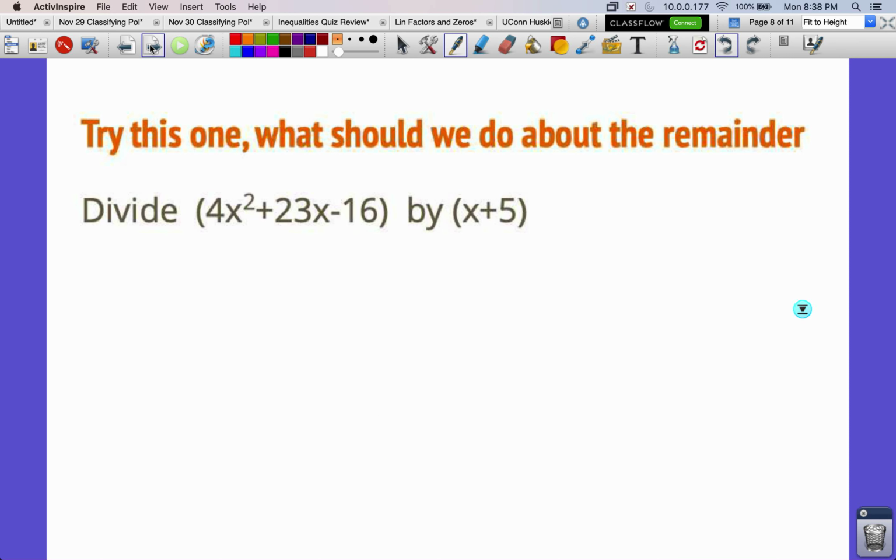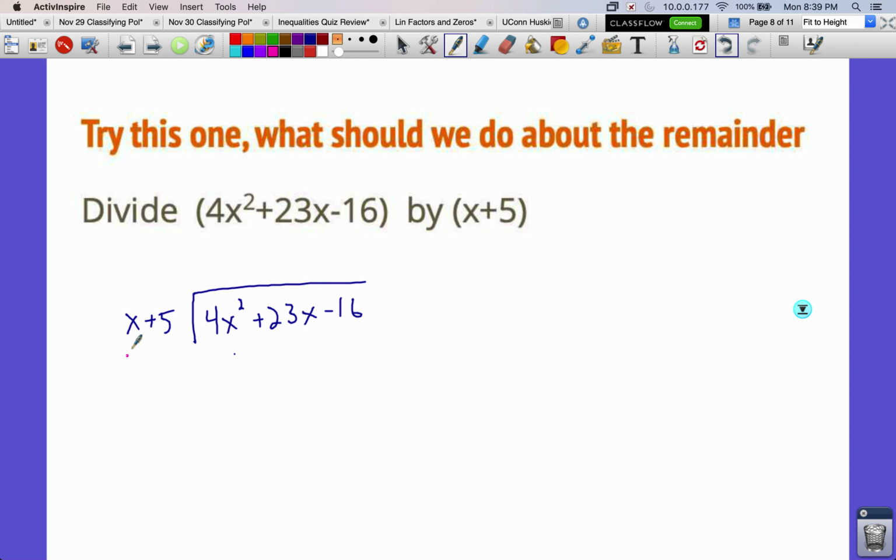All right. Here we've got one. This one does have a remainder, so I will show you what to do with that, but I will tell you all the ones in your test do not have a remainder. So we'll just see what to do with it though. So divide, we get 4x squared plus 23x minus 16. Dividing that by x plus 5.